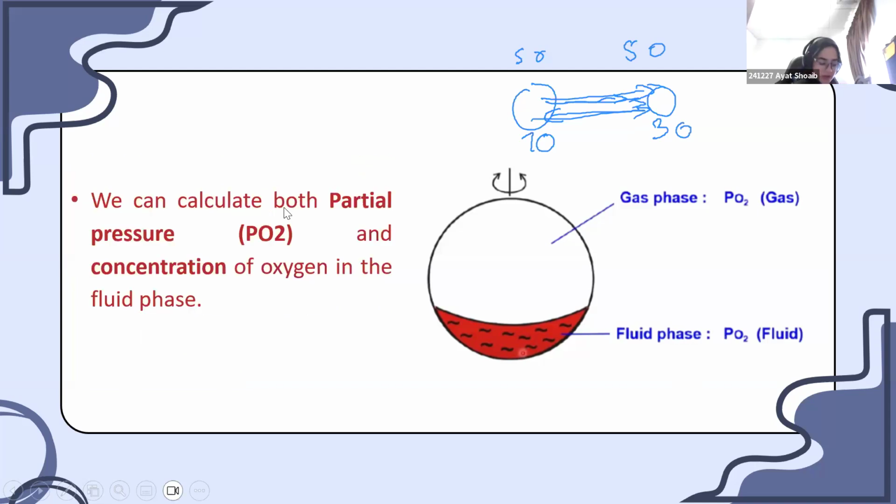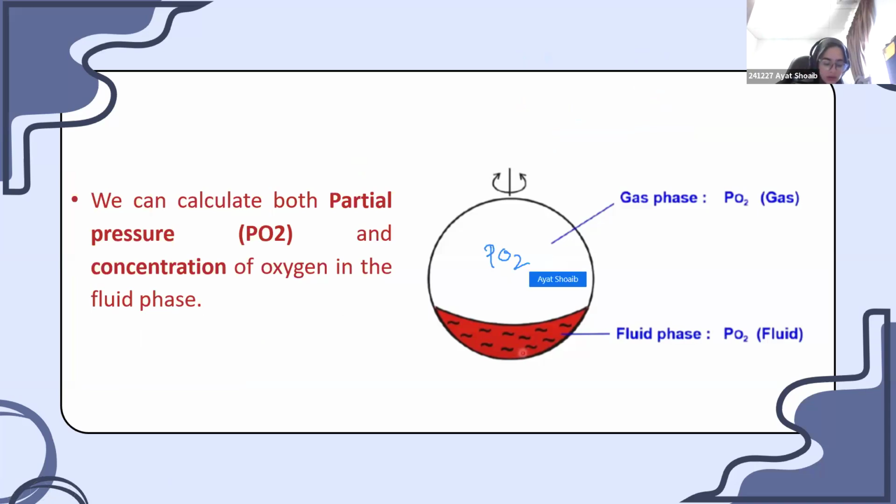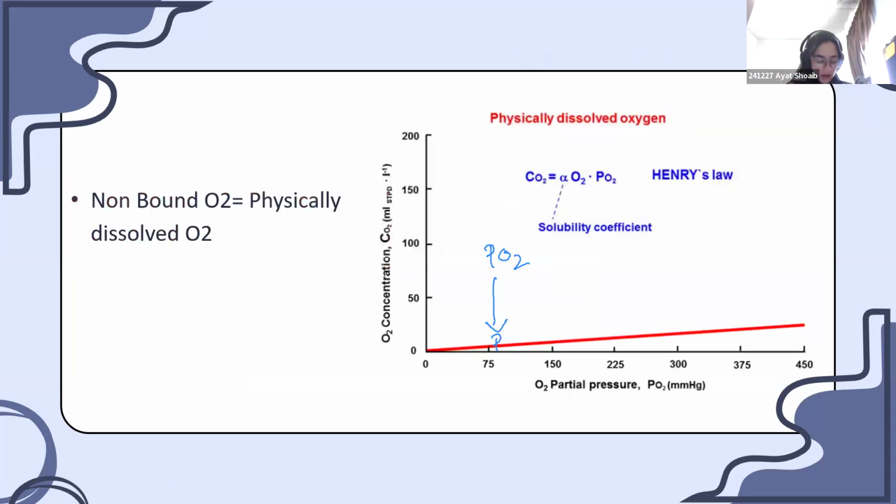We can calculate both partial pressure and concentration of oxygen in the fluid phase. So as I said, more PO2 here, more of it is pulled in because of solubility. If it's pulled in, there is more pressure, and also more concentration, because you're taking more oxygen from there and putting it in the plasma. So you have more concentration overall.